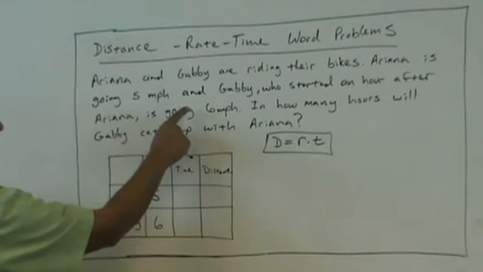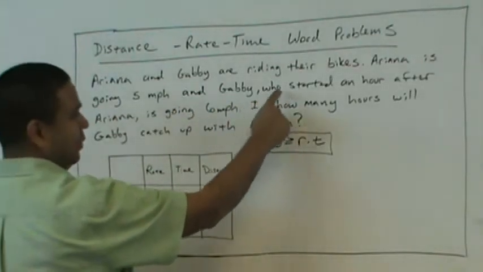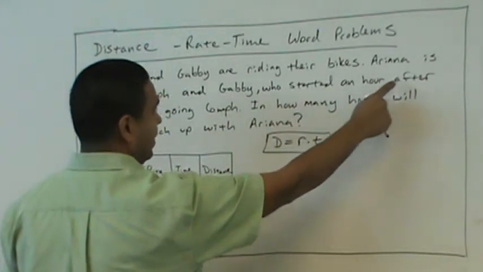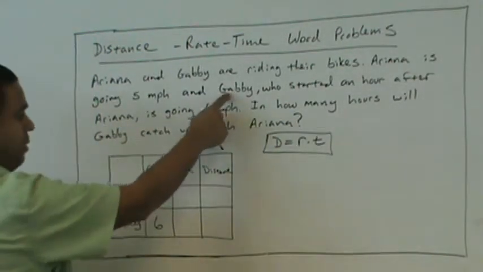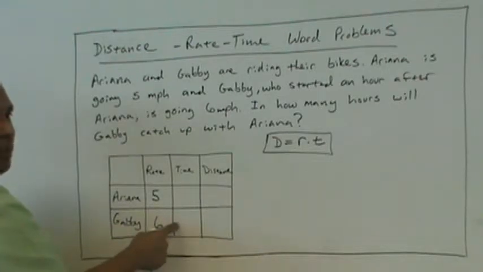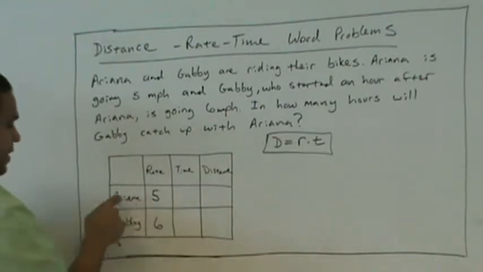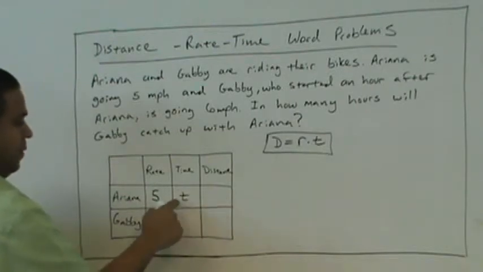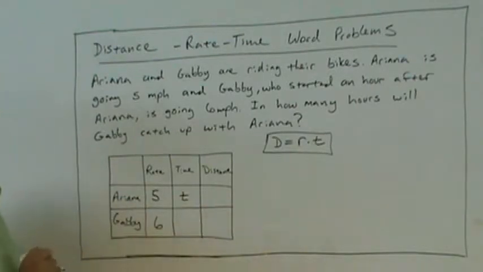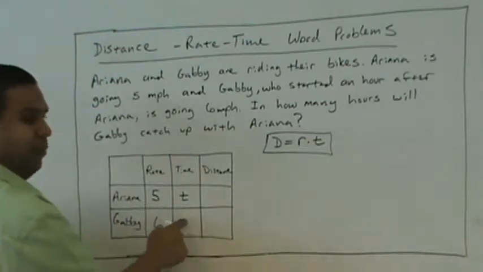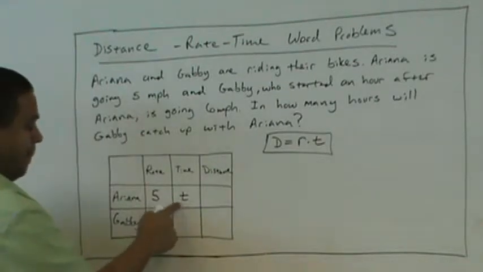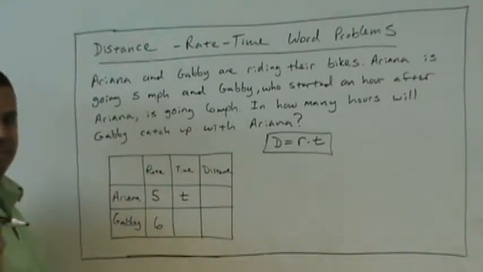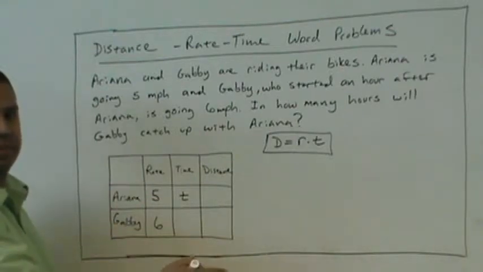If you read it, Gabby, who started what? 1 hour after Ariana. So we could probably figure out Gabby's time, right? The one we don't know is Ariana's. So that's a T. That's your unknown, that's your variable. So Gabby, if she left 1 hour after Ariana, how could we write that? We're going to use a 1 because it's 1 hour after.